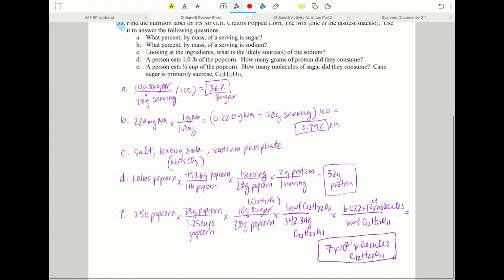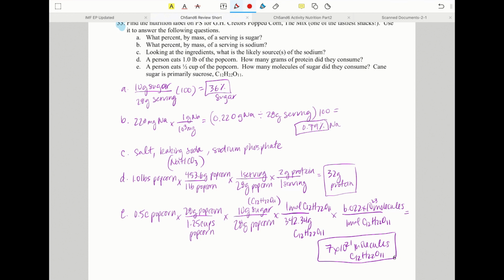C says to look at the ingredients and figure out the likely sources of sodium. Well, the likely sources of sodium are the things we know contain sodium, right? Salt in common use refers to sodium chloride. Baking soda, life things you should know. The proper name for baking soda is sodium bicarbonate, and the sodium phosphate, right? Those are all sources of sodium based on the nutrition label.